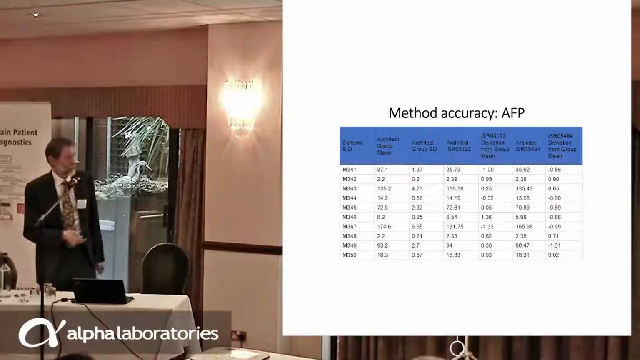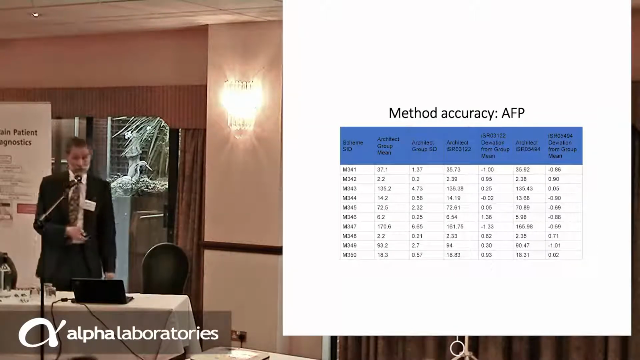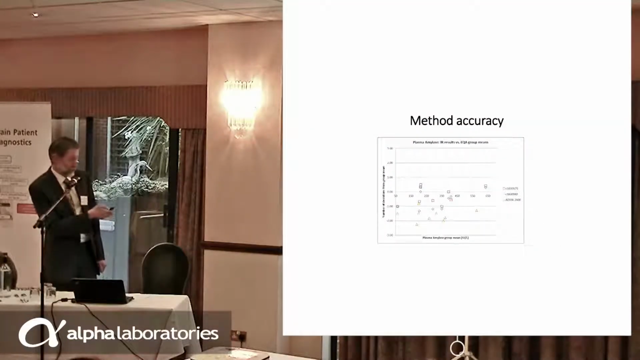So for instance, this is some data on AFP, and we've got two different Architects that we've looked at, and we've assessed how close the results of each of these EQA samples are to the method group mean in terms of the number of SDs. So are they fitting in the method group, okay? And you might want to plot it. So you can see here that we've got the number of SDs. So really we're looking for the distribution to be between -2 and +2.